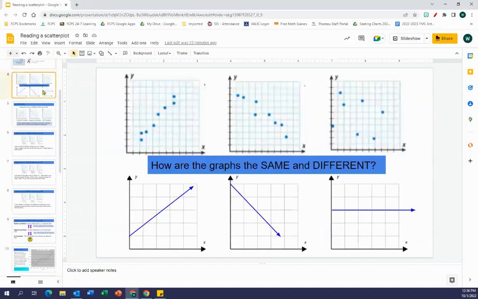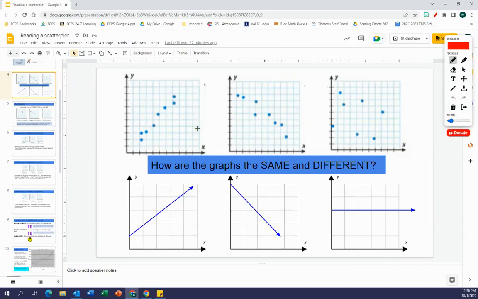Take a look at this screen and ask yourself for a minute, how are the graphs at the top the same as the graphs at the bottom? And how are they different from the graphs at the bottom? So maybe hit pause here before you listen to my explanation.